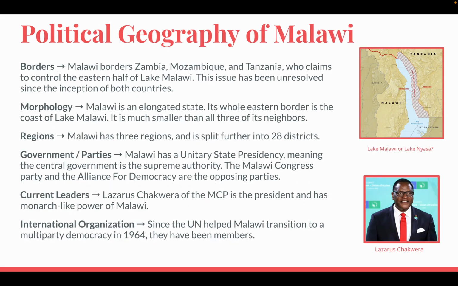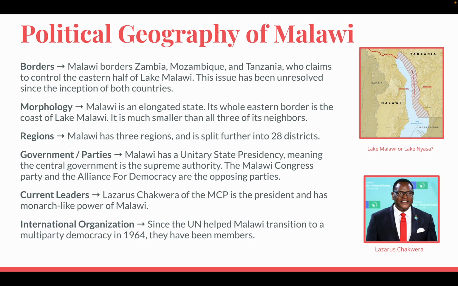So, some political geography of Malawi. It borders Zambia, Mozambique, and Tanzania, sorry. And there's a border dispute because Tanzania claims to control the eastern half of Lake Malawi, and in fact, they still call it Lake Nyasa in Tanzania because they believe that it is divided between multiple countries, whereas Malawi believes they control the whole lake. And that's been a problem for many years.